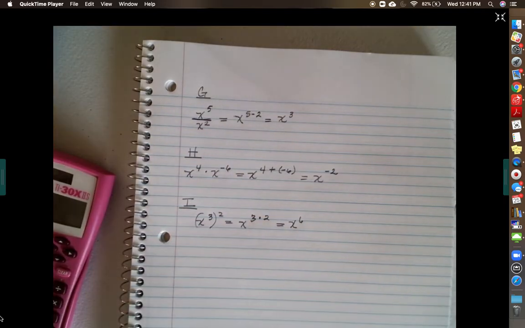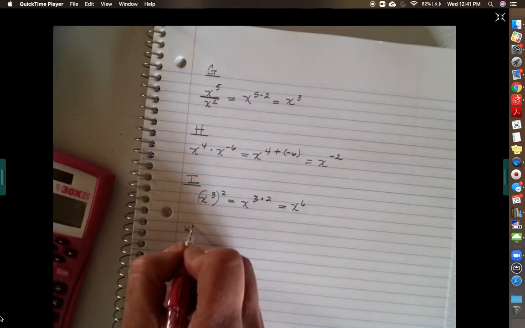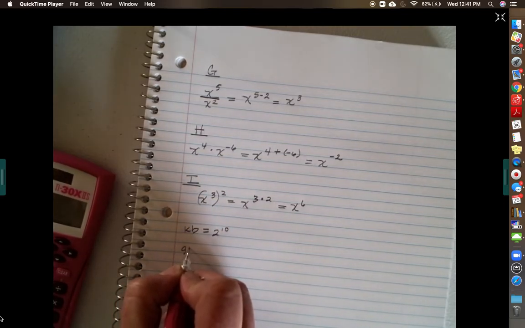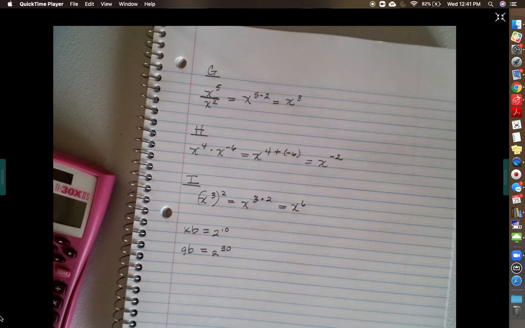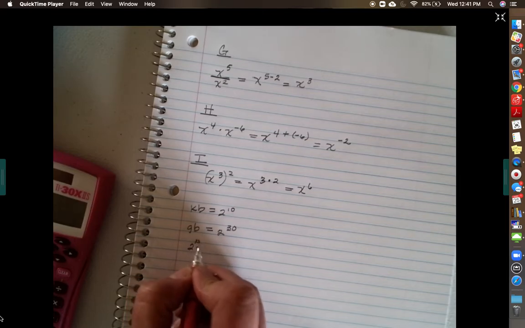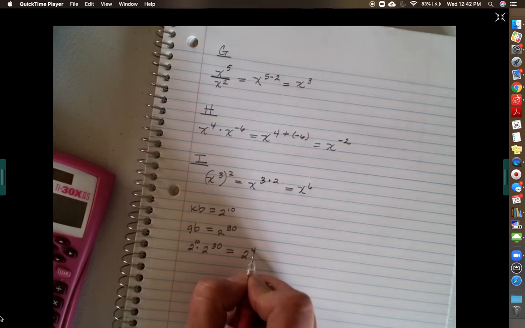Okay, and then the last one on example J, which you can see on the other video, it gave us a kilobyte is 2 to the 10th, and a gigabyte is 2 to the 30th. It wants to know, and it says the size of a terabyte is the product of a kilobyte and a gigabyte. So product says I multiply these. 2 to the 10th times 2 to the 30th, and since we are multiplying same bases, we add those.